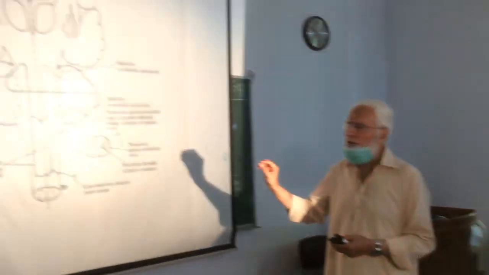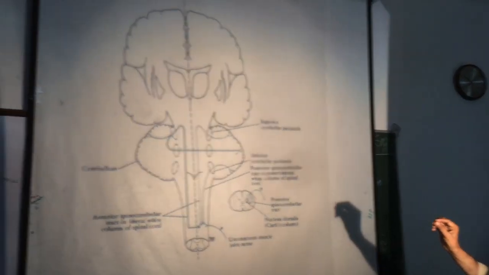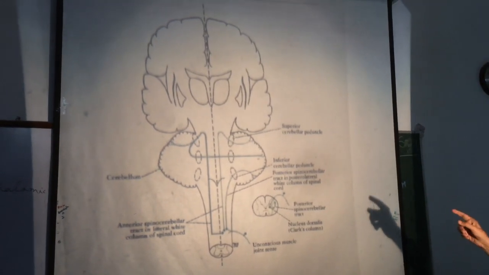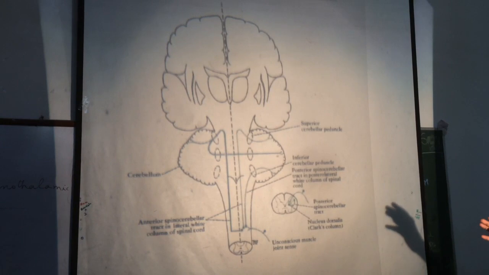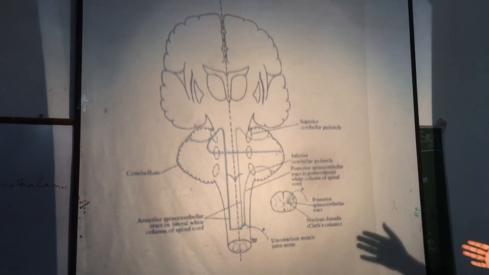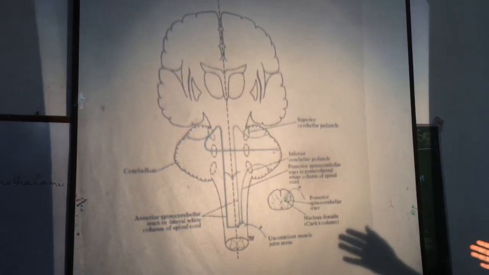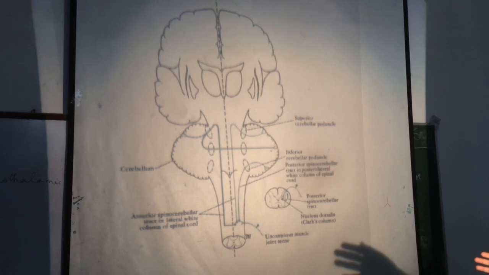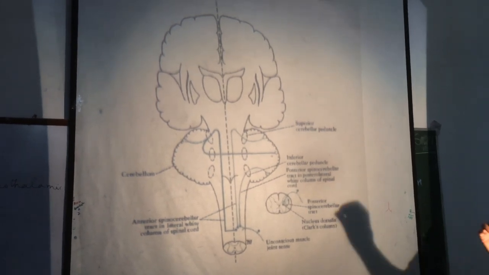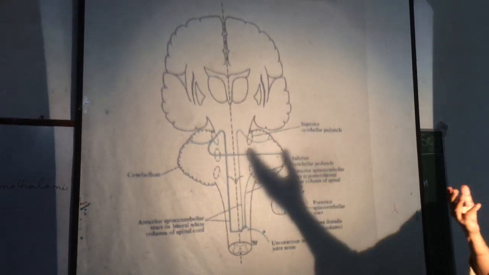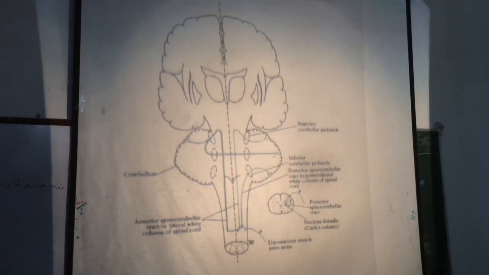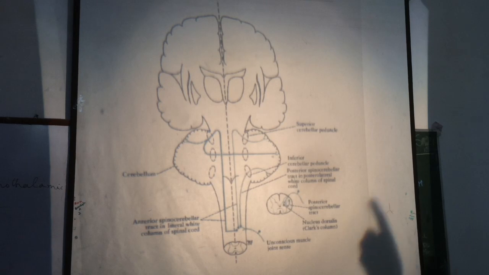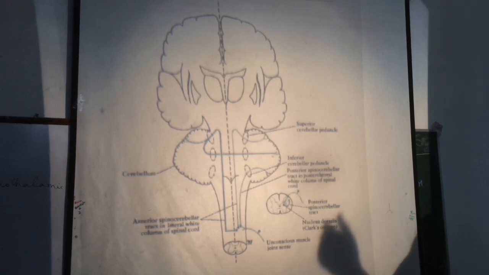So what is the function of this posterior spinocerebellar tract? This tract carries information, impulses from proprioceptors to the cerebellum.